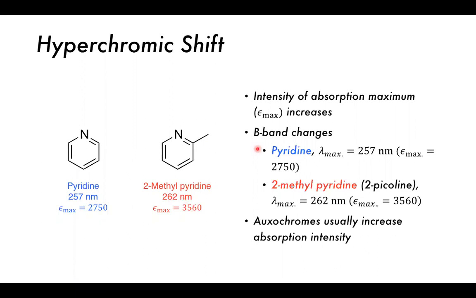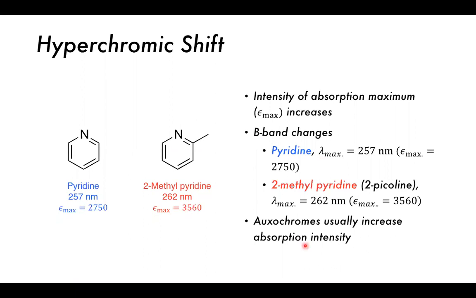But the addition of this has not significantly changed the peak position. That's because it hasn't really changed the conjugation. The methyl group cannot contribute to the conjugation because it doesn't have excess electrons which it can donate into the ring system. So the band changes, and we have pyridine here. Obviously, these are the details from over here.